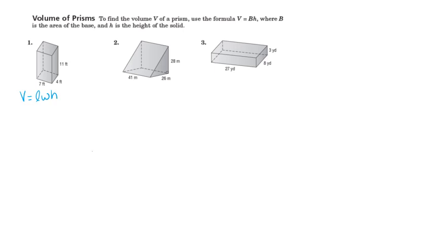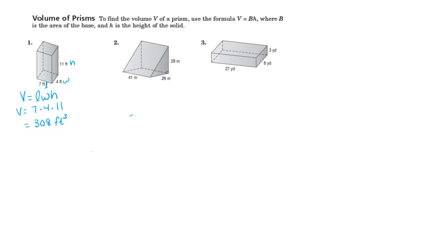So we're going to do volume equals length times width times height. It doesn't matter which one you make length, width, or height. So 7 times 4 times 11 is 308 feet cubed. This is the number of cubic units you put into it.